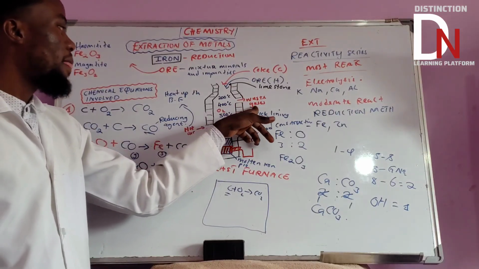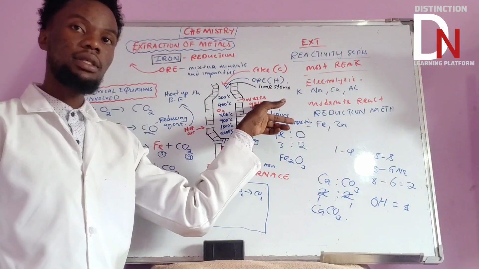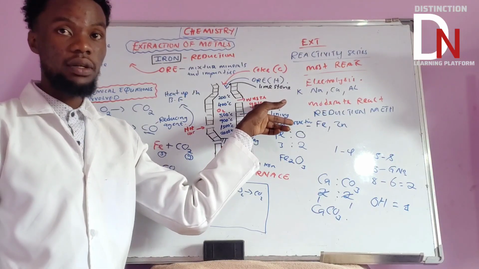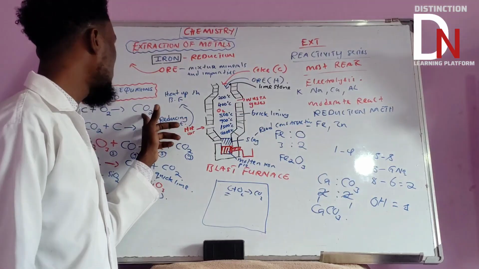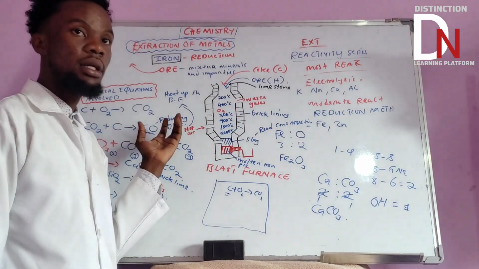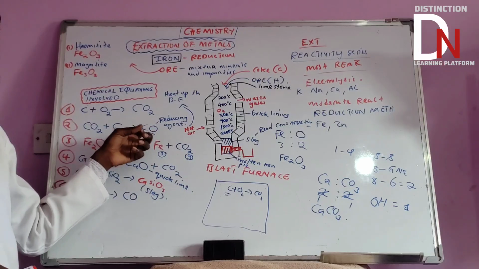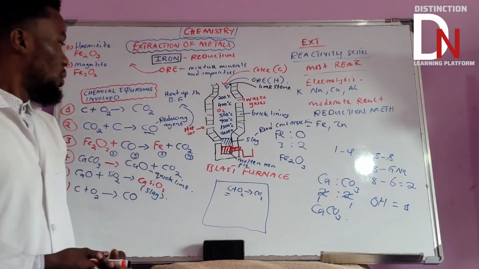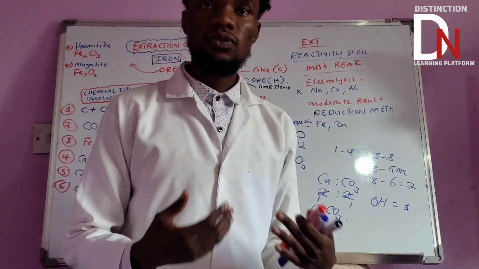But generally, we are not going to throw these waste gases into the atmosphere. No, we are going to reuse them. As you can see, carbon dioxide is a waste gas, but we are going to use it so that we can make carbon monoxide, the gas that we need. So that's where we end on the blast furnace and the extraction of iron.